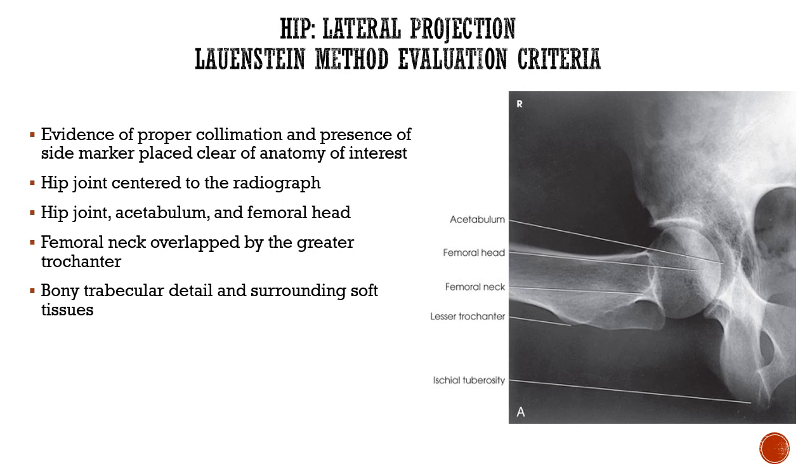So this is a lateral projection of the hip. We're looking at the hip centered on the radiograph. The hip joint, the acetabulum, and the femoral head are visualized. The femoral neck is overlapped by the greater trochanter.